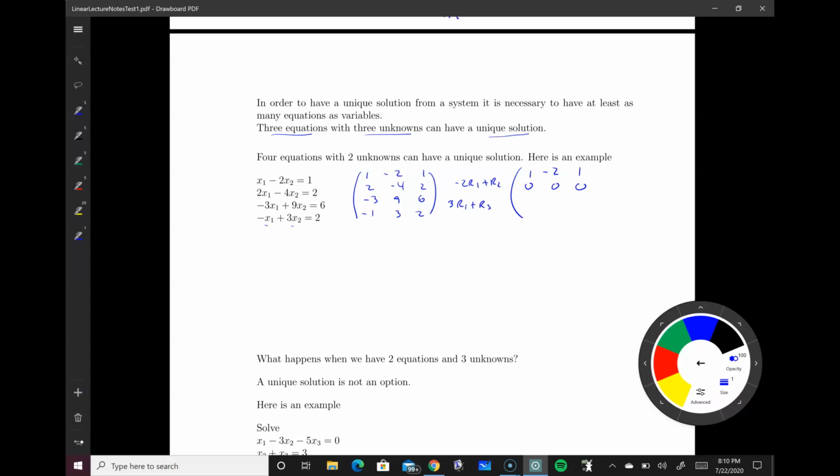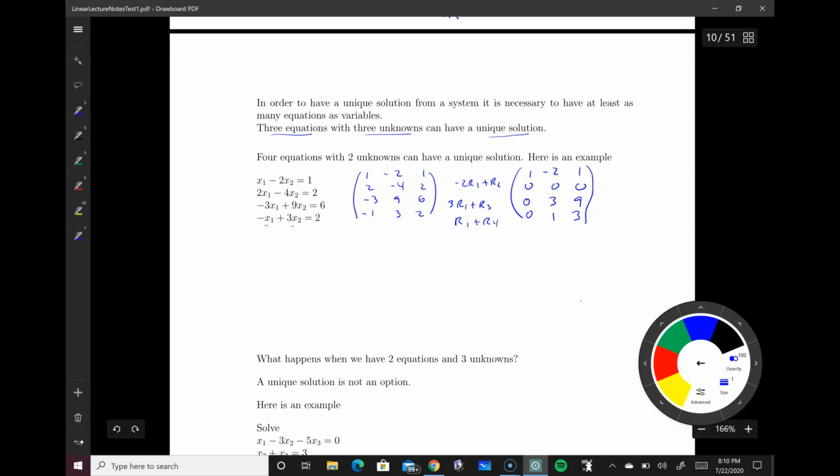I'll get a 0. Multiply by 3, negative 6, so that gives me a 3. Multiply by 3 and add, that gives me a 9. And let's just add the first row and row 4, so row 1 and row 4. Add them and get 0, add them and get 1, add them and get 3.